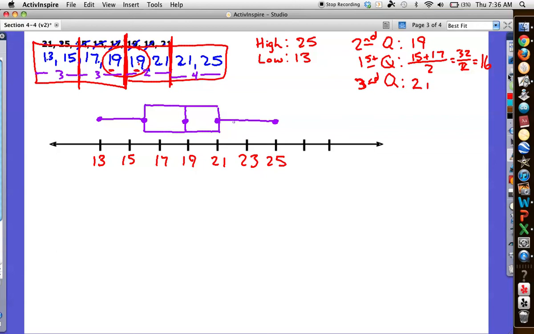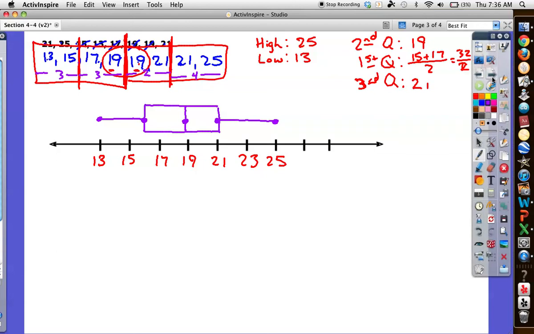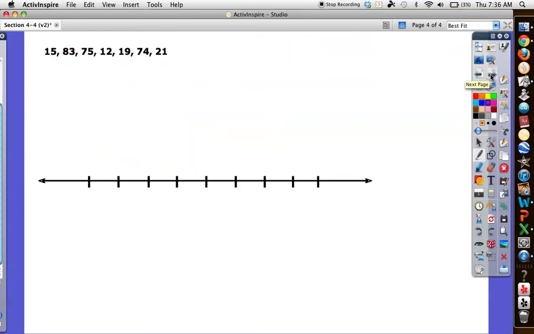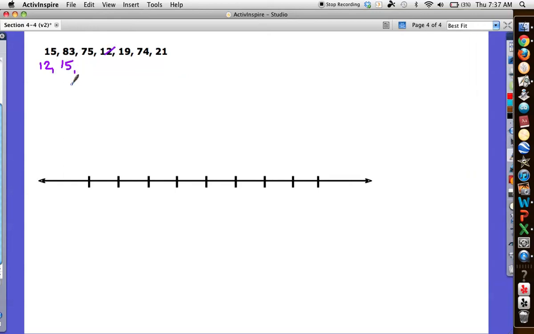Okay? Let's do one more. Okay, here we go. Now this one, we've got a couple crazy outliers. So let's put them in order first. We have 12, 15, 19, then 21.